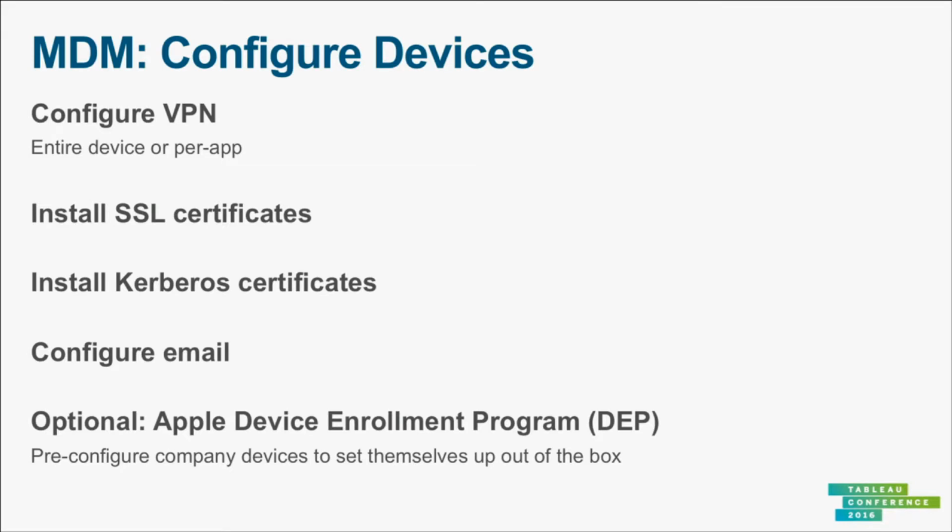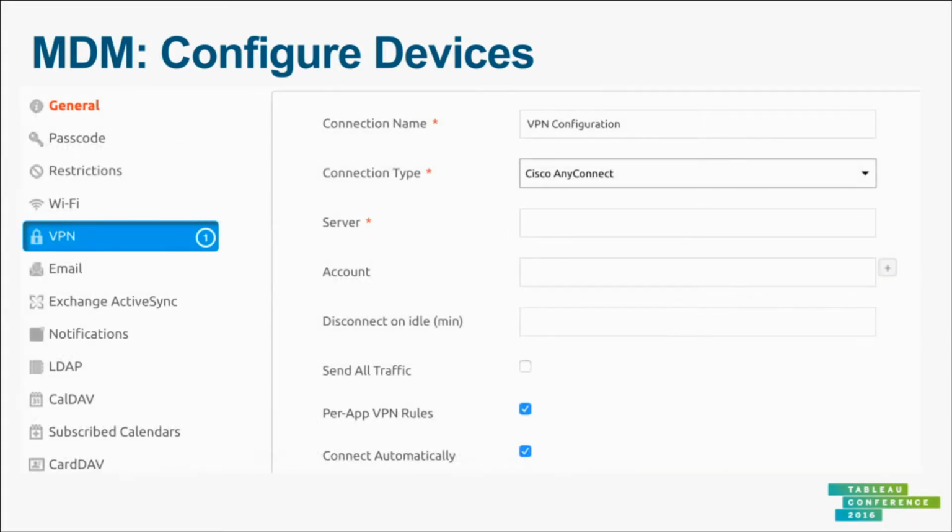Optionally, for iOS devices, Apple's got what they call their device enrollment program. And this lets you pre-configure your company devices so that as the user is opening the box, the device starts setting itself up. And again, they don't have to type anything. The device just knows where to connect to. It's pretty good.